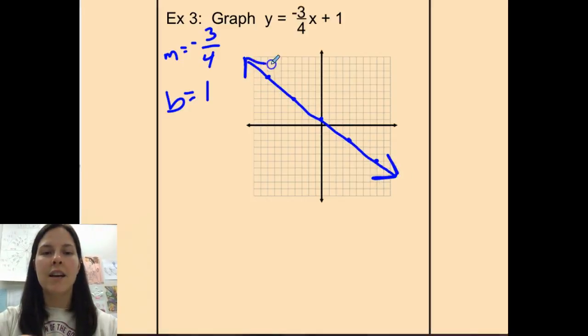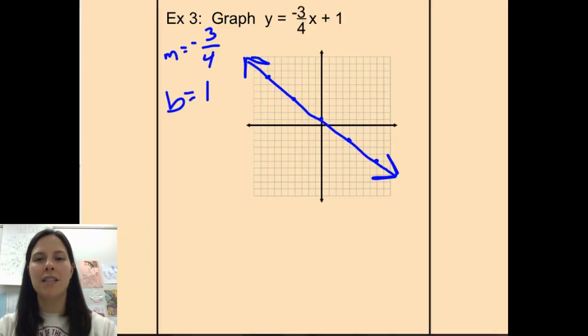Notice how the lines for the first 2 examples were rising from left to right because they had positive slopes, and see the difference in this line that is falling from left to right because it has a negative slope.